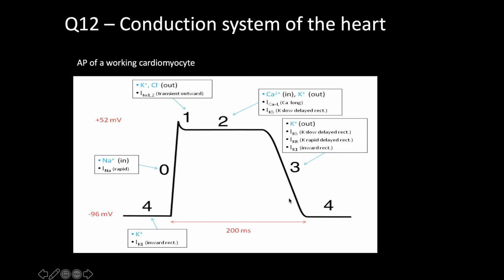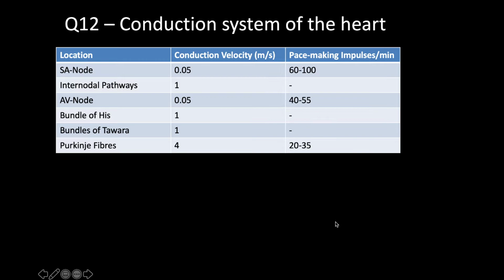All right, and now we have a few conduction velocities and pacemaking impulses. As you can see, only the primary, secondary, and tertiary pacemakers have pacemaking impulses per minute, obviously, because the sinoatrial node is the fastest one, and the atrioventricular node, again, 40 to 55 impulses per minute. And if you're talking about conduction velocity, as mentioned previously, Purkinje fibers are definitely the fastest. And there's an important phenomenon here.